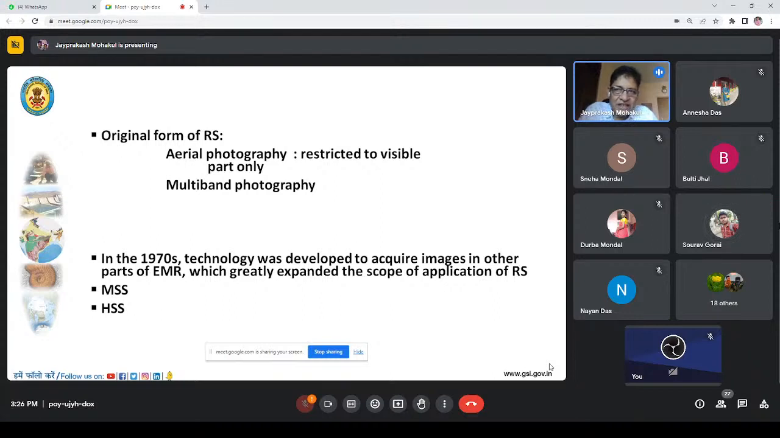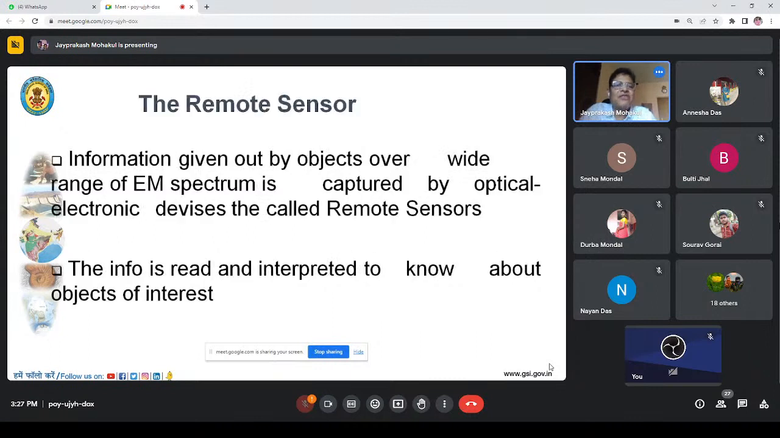But it started in a very rudimentary way in 1970, when you had sensors so designed that they could gather information in bands beyond the visible range, right? That is the commencement of the multispectral sensor and hyperspectral sensor. So this is how it evolved, right?